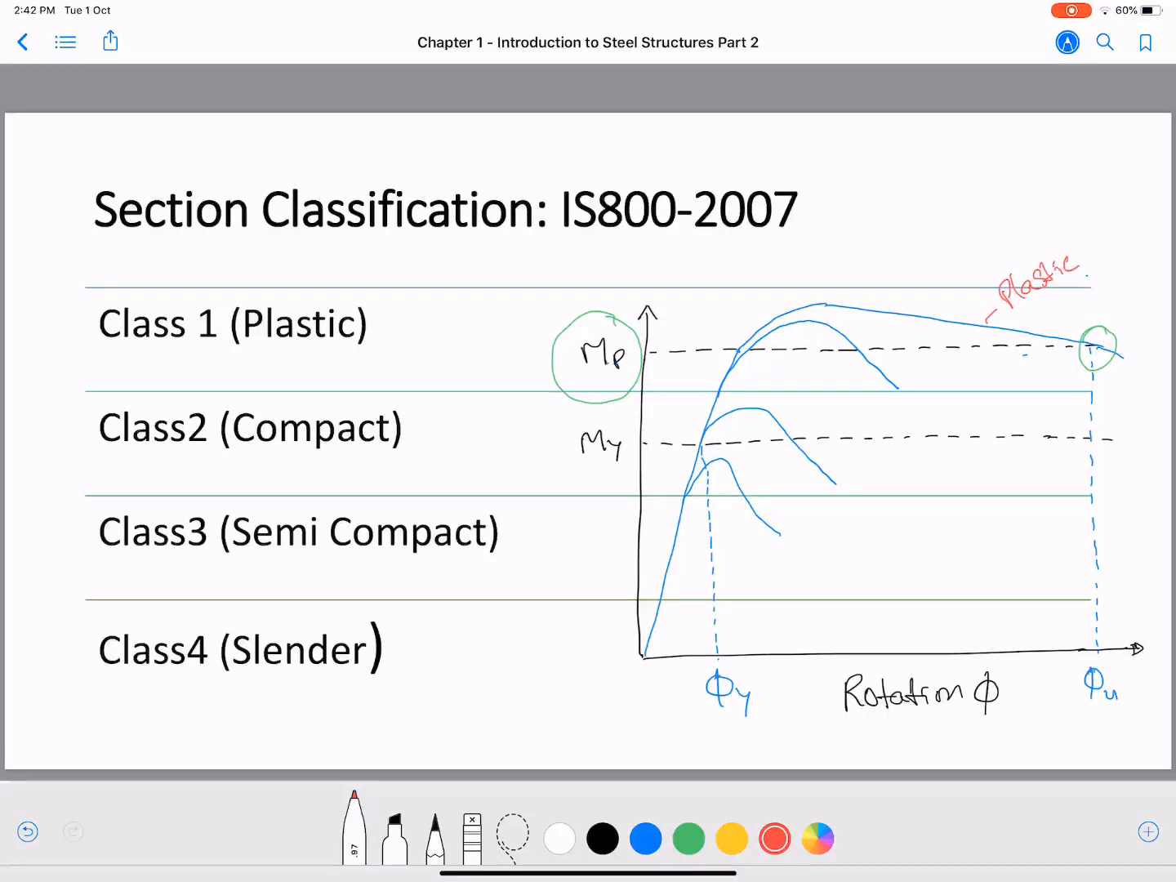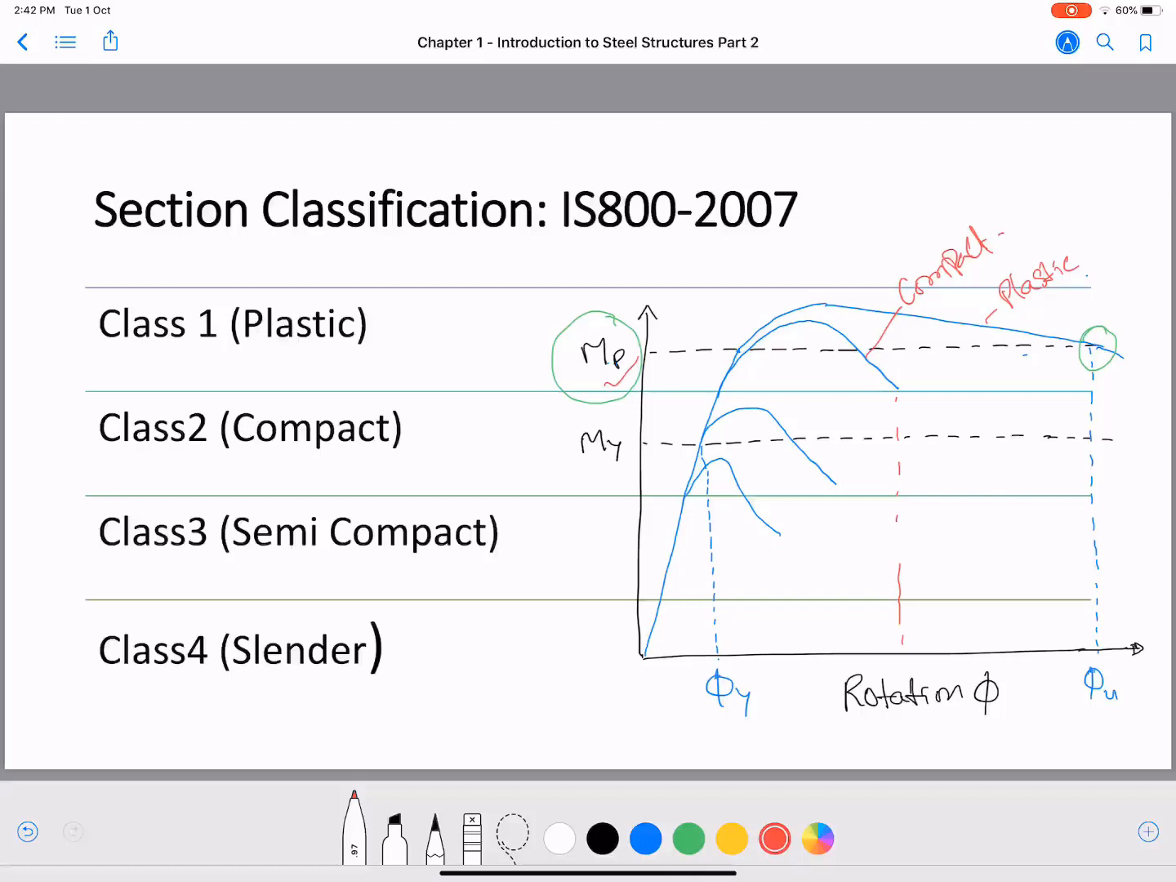Plastic section. Now, compact section. It can develop that plastic moment MP. This also will develop the plastic moment. What is that? Compact section. But it allows only a limited amount of rotation, up to a certain limit. That means local buckling of that element will prevent the required rotation. So this section is called a compact section.